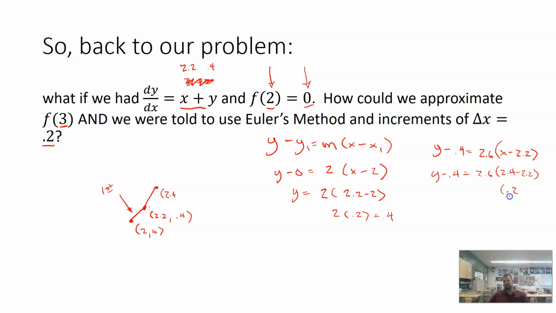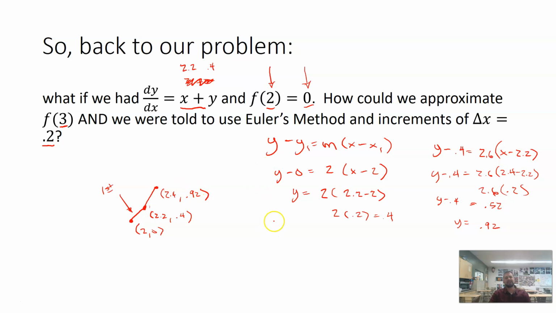I get 0.2 times 2.6. When I put that into my calculator, 2.6 times 0.2 gives us 0.52. So I get 0.52 is equal to y minus 0.4. Then I add the 0.4 over. So I get 0.52 plus 0.4, which gives me a y value of 0.92. Now there's a couple things that you'll notice here that are always going to be true as we continue to do this.